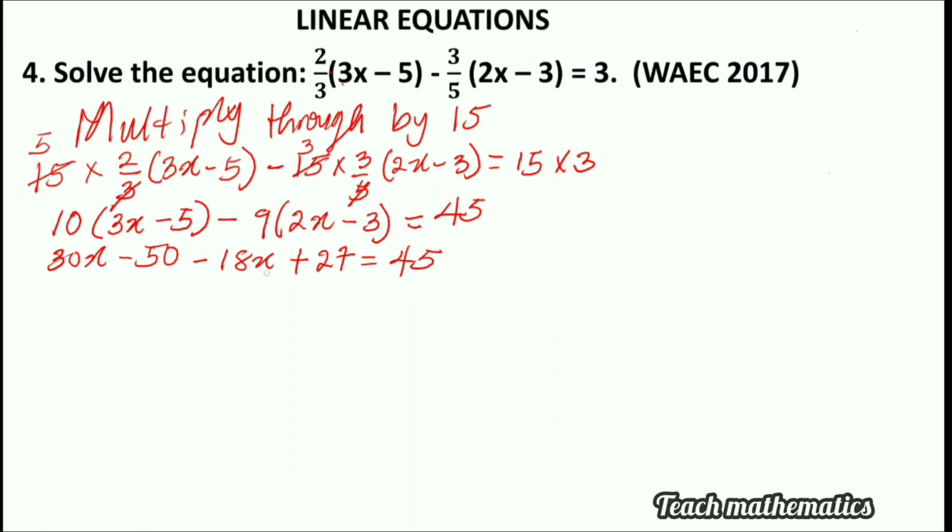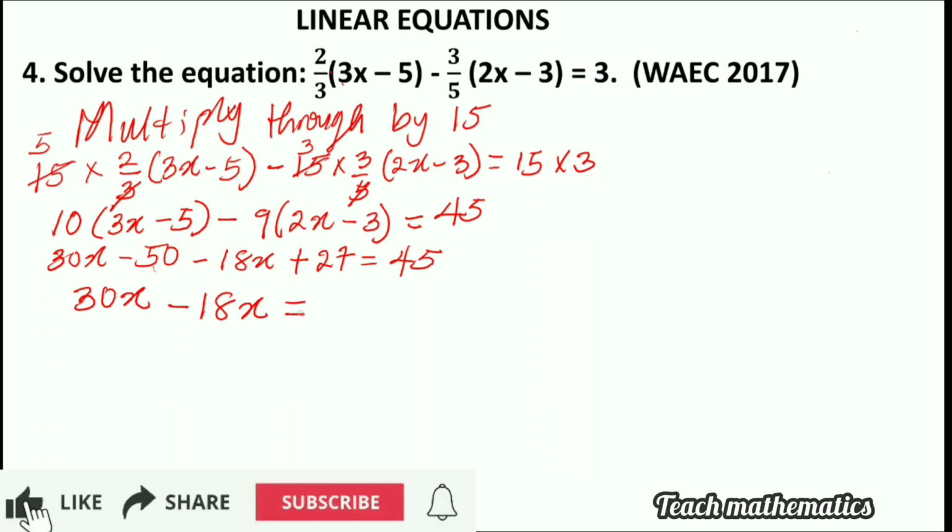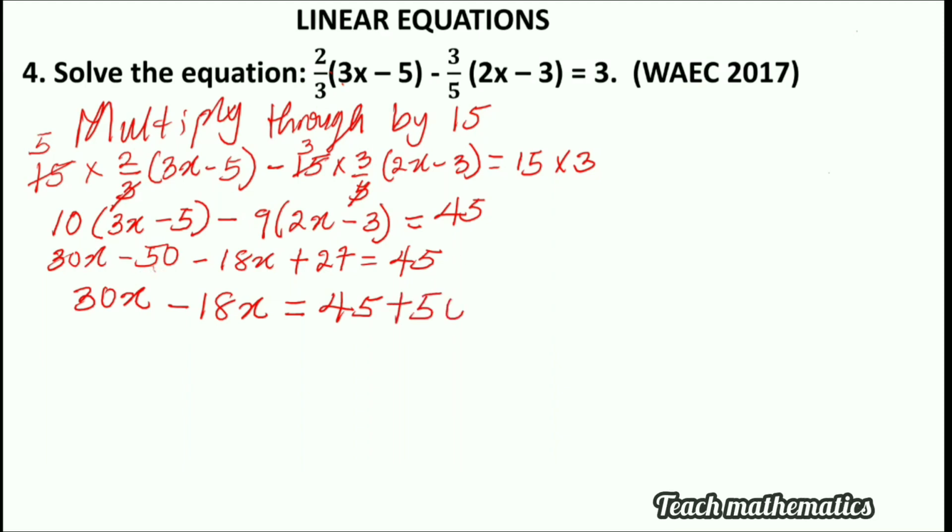And so at this point, you collect your like terms. All the terms in x, this is an equation in terms of x, and all the constant terms will be taken to the other side. So I have this as 30x minus 18x equals to, this is 45. This is minus 50. When it crosses to the other side, it becomes plus 50. And so this is plus 27. When it crosses to the other side, it becomes minus 27.